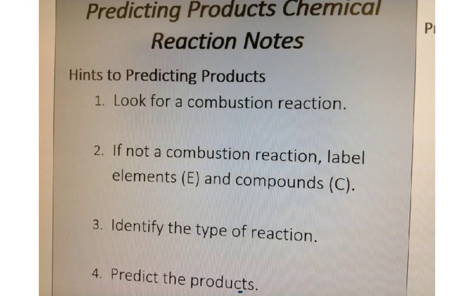All right, tonight what we're going to be talking about is how to predict a product when you're just given the reactants. And there are some hints that you want to memorize or be very familiar with before you start predicting products, and then always remember them while you are actually predicting products. The first, which is key, is to look for the combustion. As with identifying, always look for that combustion reaction first.